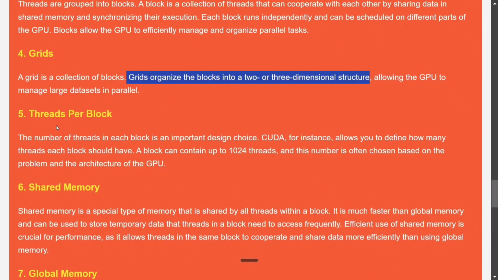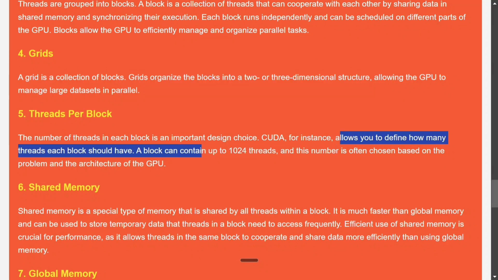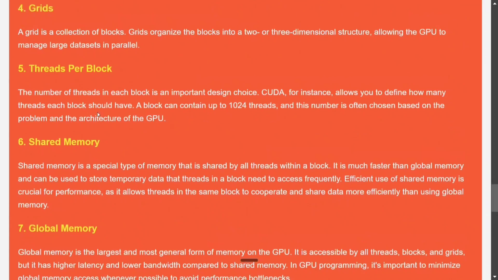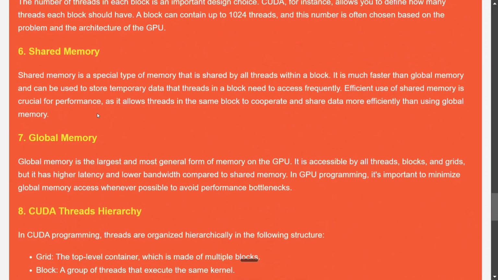Threads per block. The number of threads present in each block. CUDA, for instance, allows you to define how many threads each block should have. A block can contain up to 1024 threads, and this number is often chosen based on the problem and the architecture of the GPU. This is something we'll be talking about in later videos, but just to understand the basic concepts. Now talking about the different types of memory, shared memory and global memory in a GPU.